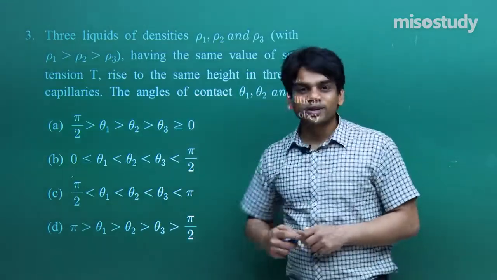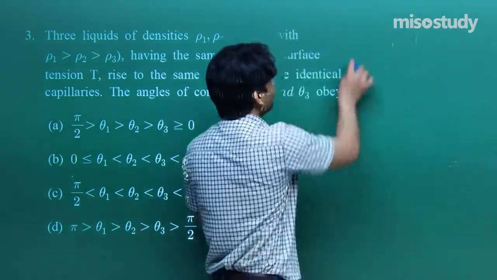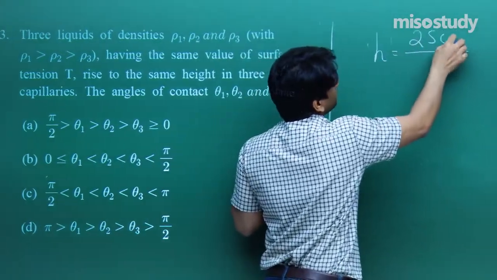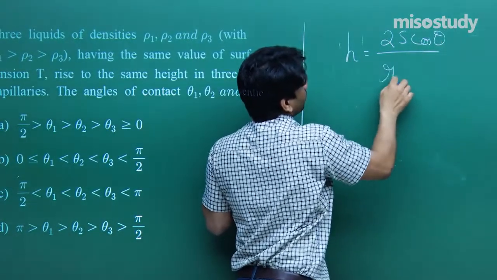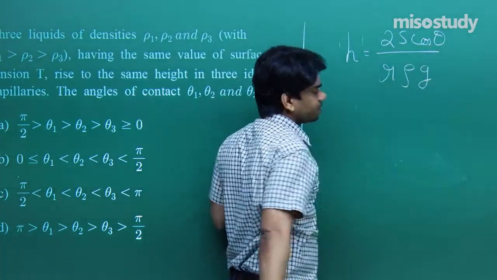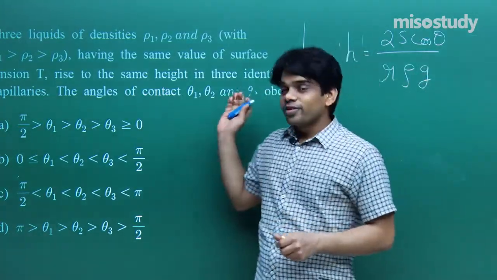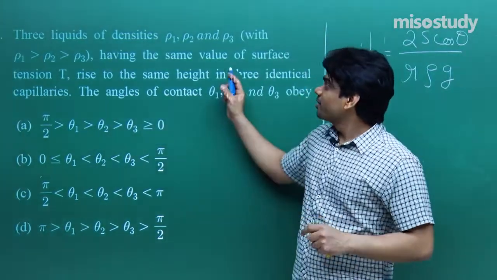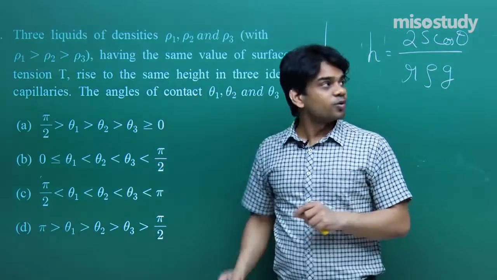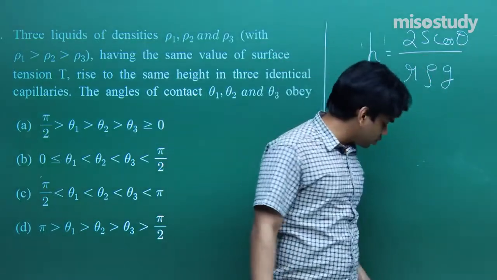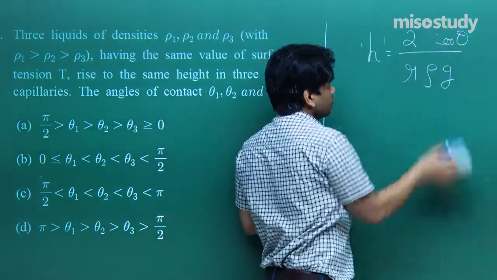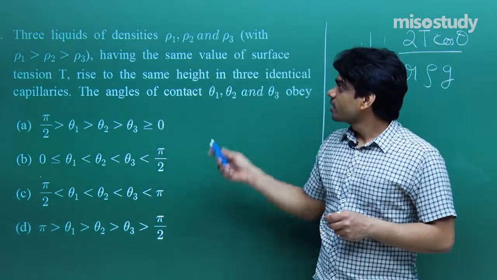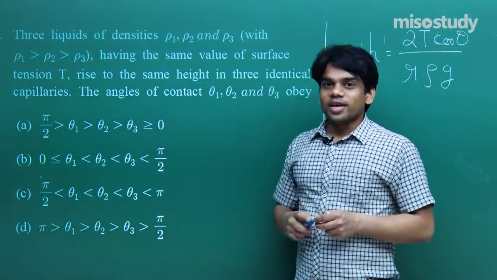For this question, let me talk about how the height is related to the angle of contact. It's 2S cos theta upon r rho g. Different densities, so the densities will be variable for each. Having the same value of surface tension T. I have used S for surface tension here, but let's use T, that will be better as per the given question. So h equals 2T cos theta upon r rho g. They rise to the same height, so h is also the same.